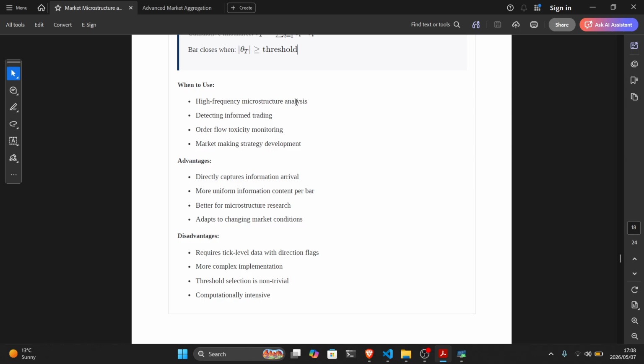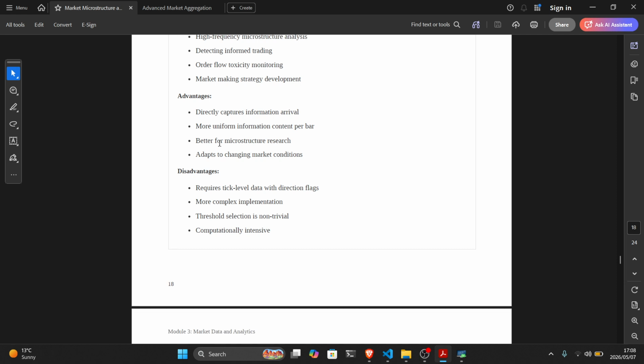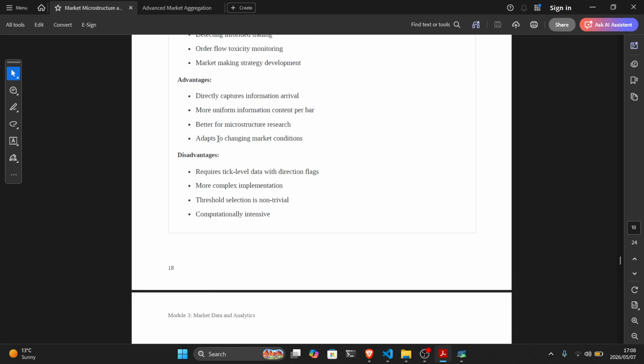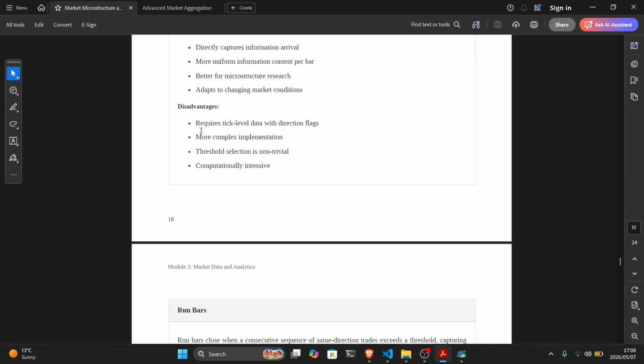Now, when do you use this type of aggregation? High frequency microstructure analysis, detecting informed trading, order flow toxicity monitoring, market making strategy development. Now, what are the advantages of this type of aggregation? Directly captures information arrival, more uniform information content per bar, better for microstructure research, adapts to changing market conditions. Now, what are the disadvantages? Requires tick level data with direction flags, more complex implementation, threshold selection is non-trivial, computationally intensive.